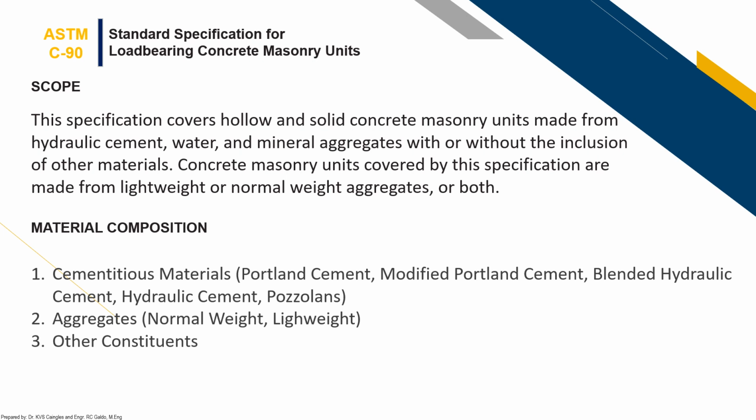Okay? As to the composition of our load-bearing concrete masonry units, we have three kinds. First, of course, is the cementitious materials. It can either be Portland cement, modified Portland cement, blended hydraulic cement, and pozzolans. Second is the aggregates, and it can either be normal weight or lightweight aggregates, and of course the other constituents, that includes admixtures.